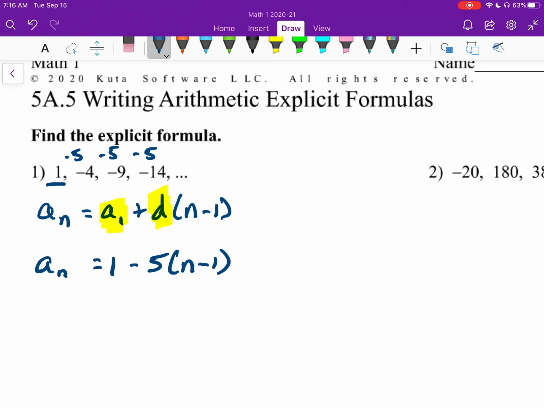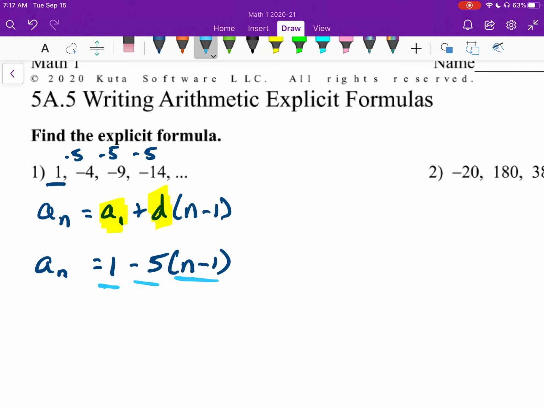All right, let's talk about what this means. How did this formula come about? Well, here we've got the first term, and then you subtract 5. And how many times do you subtract 5? You subtract it one less time than you think you should, right? That's what this means. One less time than you think you should.